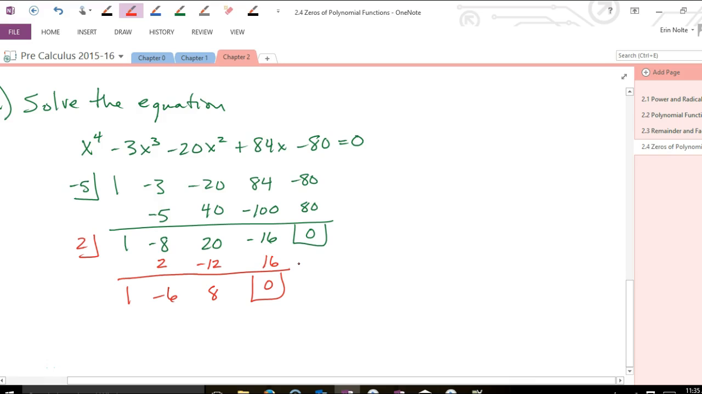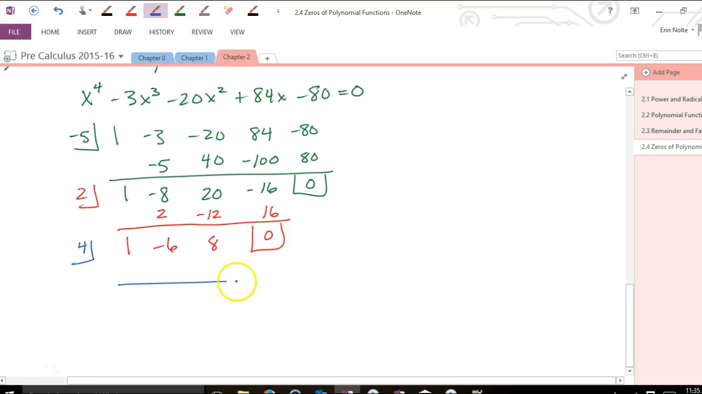Anybody find another one? 4, okay. So Willow says 4. Let's see if Willow's right. I drop my 1 again. 1 times 4 is 4. Negative 6 plus 4 is negative 2. Negative 2 times 4 is negative 8. And I get a remainder again of 0. So I agree with Willow. So what is my last quantity to come up with my very last 0? What does the 1 and the negative 2 give me?